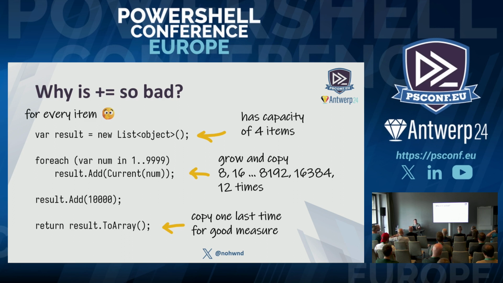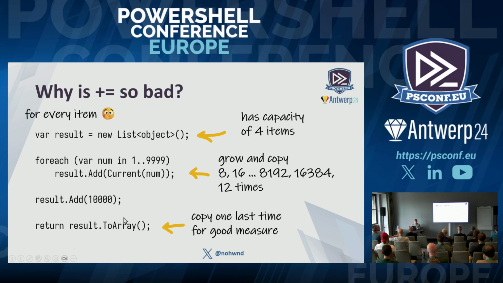But the list only has capacity of 4. So when we reach that, we have to grow. And that happens by doubling the size of the internal array of the list. So it goes to 8, then 16, then 32. And like this, it grows to 16,384 because that's the smallest size that can accommodate my 10,000 items. So for this single iteration that we repeat 10,000 times, we have to regrow the list 12 times. And then we add the last item, the 10,000th item.